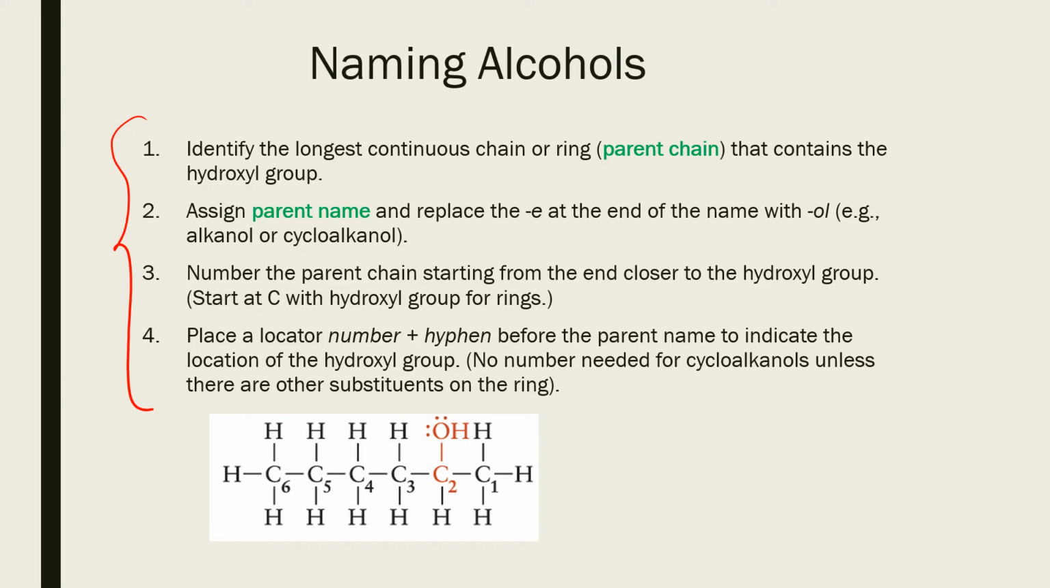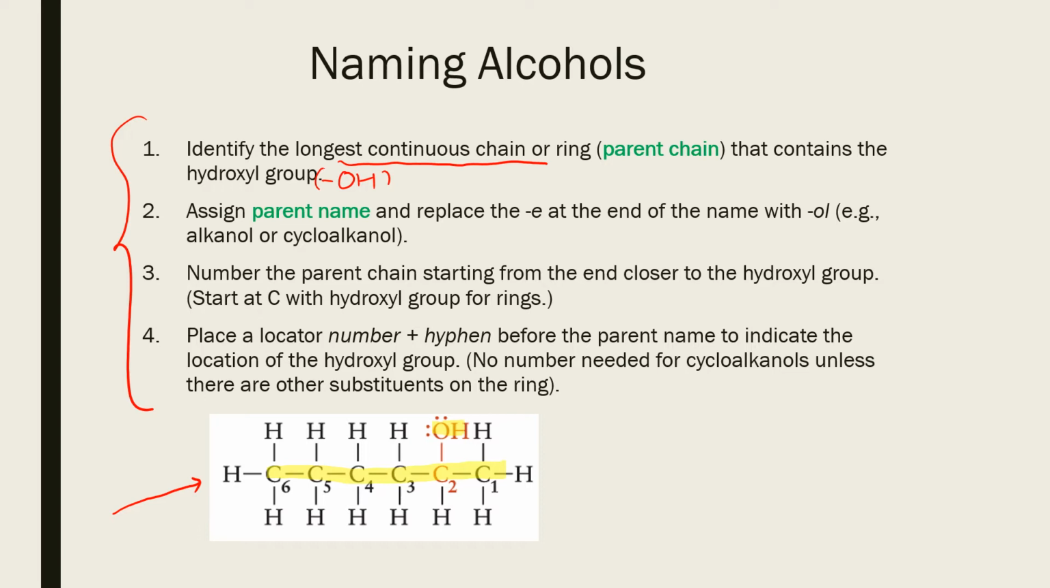The first modification is that while identifying the longest chain, we must make sure that the hydroxyl group or the OH group is present on that longest chain. For example, a Lewis structure of one of the alcohols is shown here. So in this case, our longest chain is the horizontal chain. As we can see, in this longest chain, the alcohol or hydroxyl group is indeed connected to one of the carbon atoms.